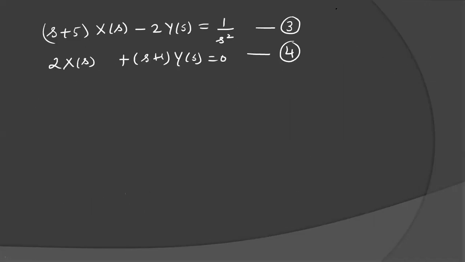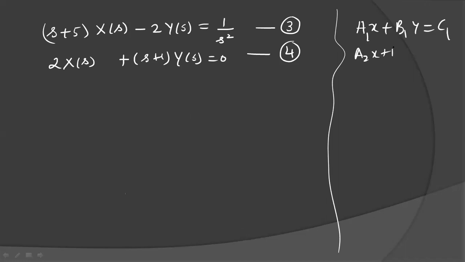Now this looks like a system of linear equations. We know that we have to solve a1x plus b1y equal to c1, a2x plus b2y equal to c2. For finding x and y, we equate the coefficients. We multiply by a2 and a1, then we subtract. So for finding X(s), firstly we will solve the equation for capital X, then we will put the value of X(s) to get the value of Y(s). So how to solve it? We will multiply by 2 here and by s plus 5 in equation 4 and then subtract.